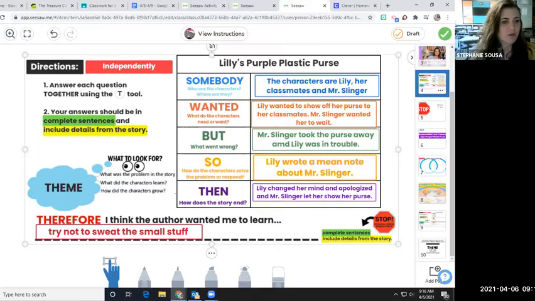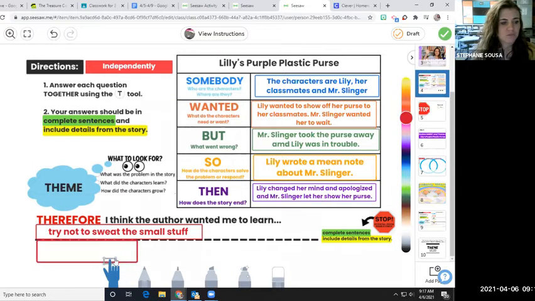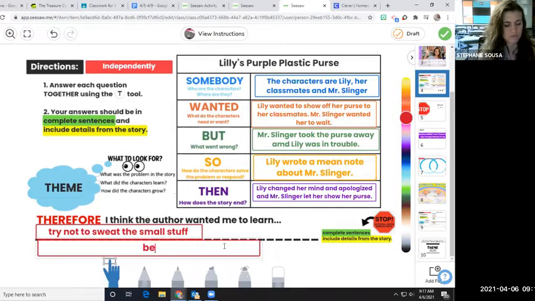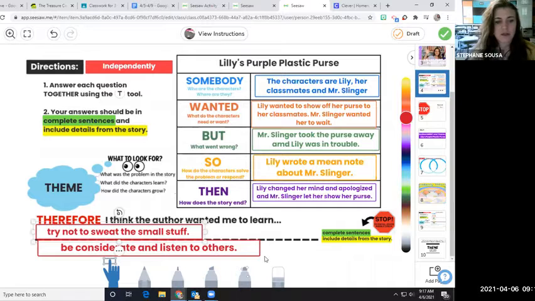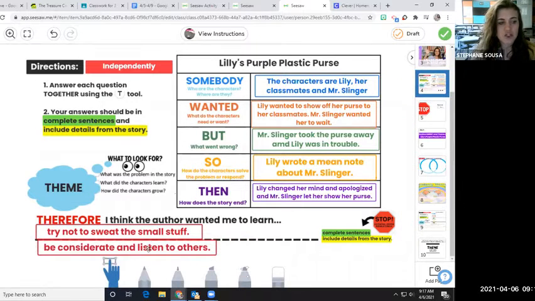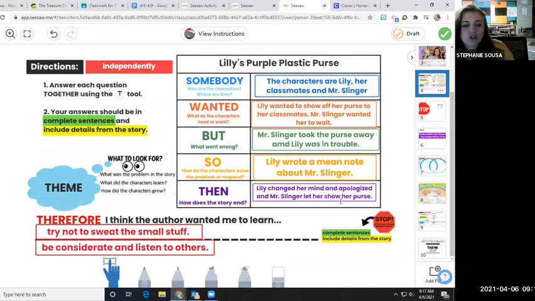Levin, what could be another theme that we could learn from this? Be considerate and listen to others. Be considerate and listen to others, definitely. So Lily was not very considerate of what Mr. Slinger needed to do in the classroom, and she wasn't listening, and then that had a consequence, didn't it? Okay. Multiple themes that we can learn from these texts, okay? And there were plenty of others.